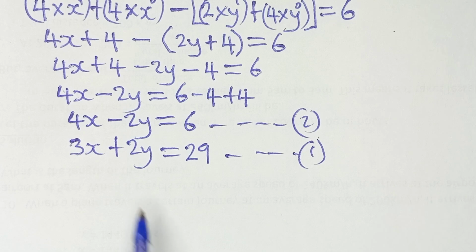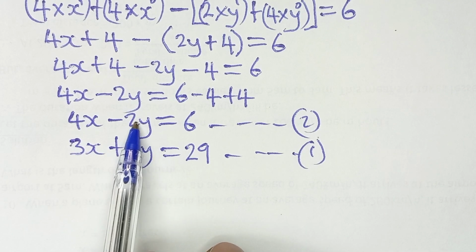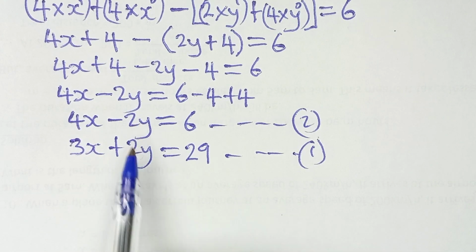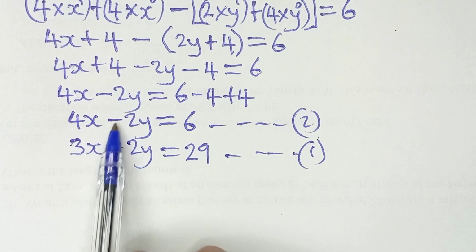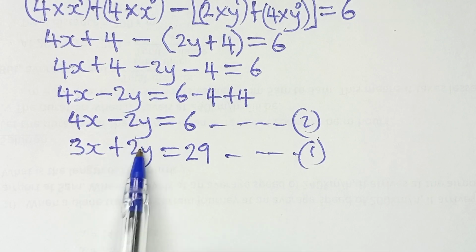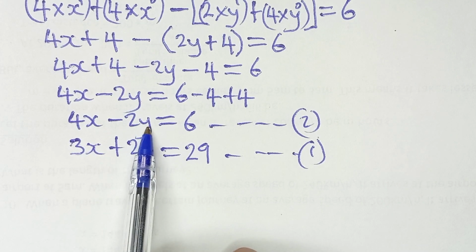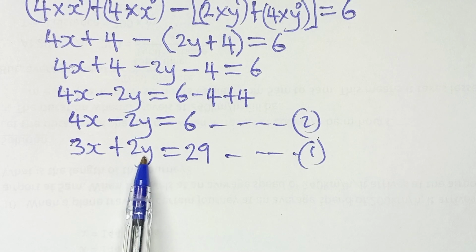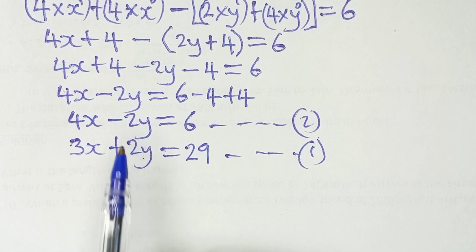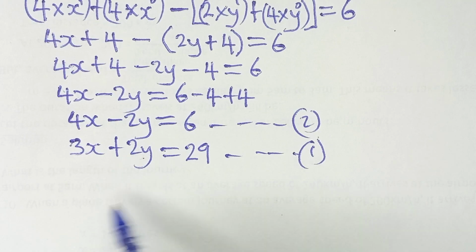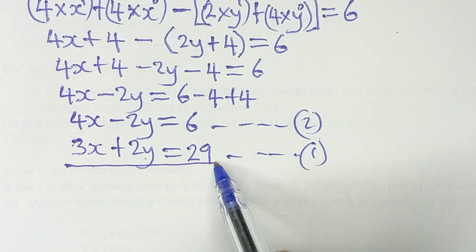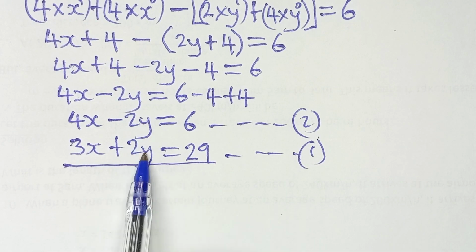Now, the next thing for us to do is to look at the coefficient. Here we already have the coefficient of y as the same, 2y and 2y here, but their signs are different. So for us to eliminate y, because their signs are different, we are going to add them together. So negative 2y added to positive 2y will give us 0. So in that case, y has been eliminated. So we'll be using elimination method. So this added to this gives us 0y. So y has been eliminated.